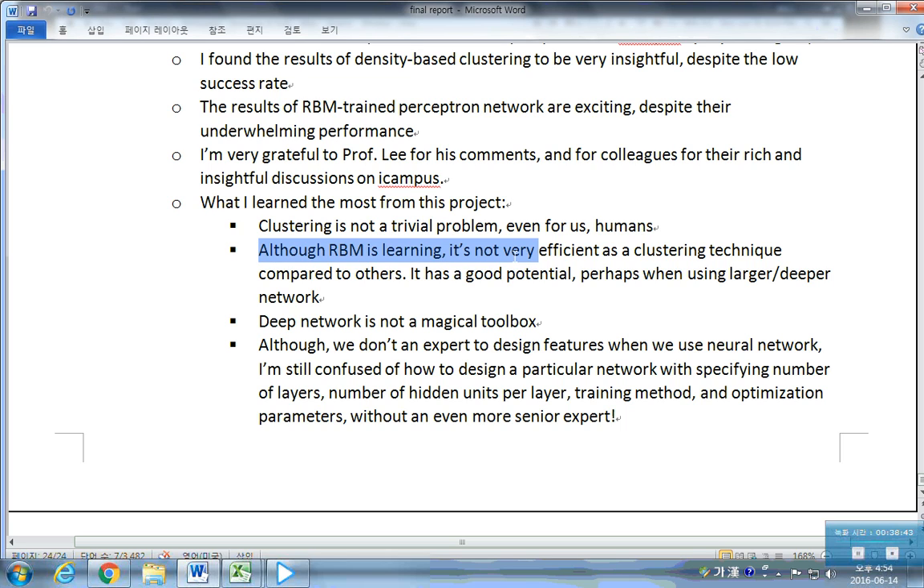RBM training is not very efficient as a clustering technique as of now. Perhaps it has good potential. If we investigate more, we can get a better result. Deep network is definitely not a magical box.